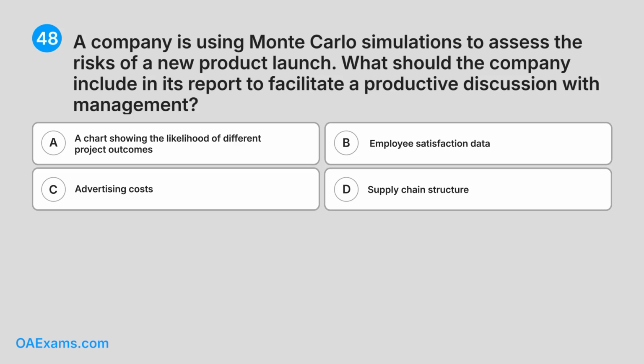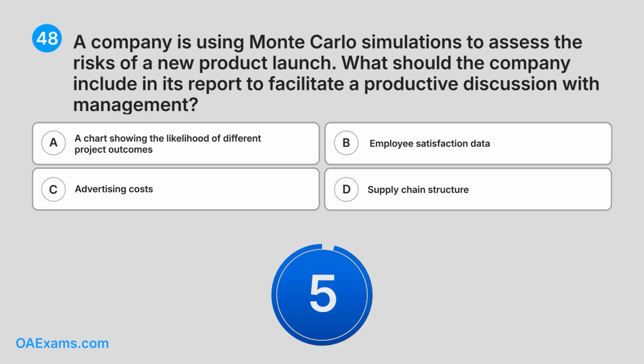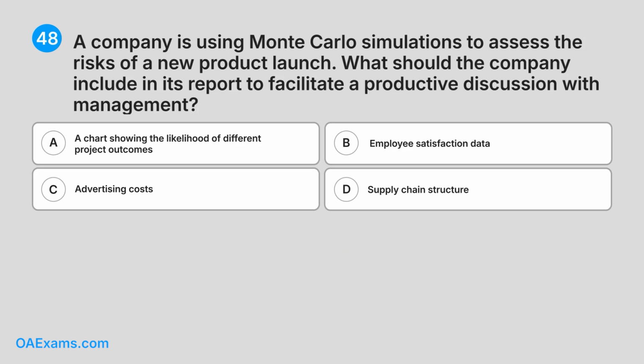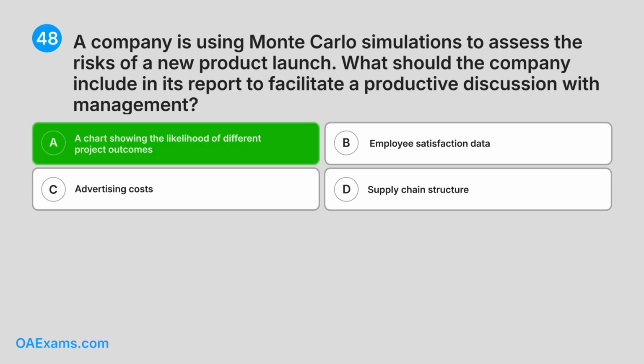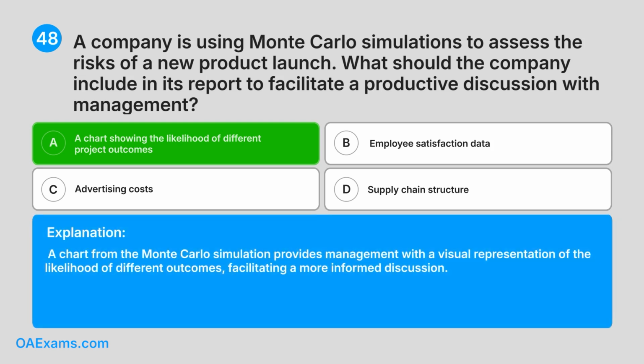What should the company include in its report to facilitate a productive discussion with management? A. A chart showing the likelihood of different project outcomes. B. Employee satisfaction data. C. Advertising costs. D. Supply chain structure. Do you know the answer? Correct answer. A. A chart showing the likelihood of different project outcomes. Explanation. A chart from the Monte Carlo simulation provides management with a visual representation of the likelihood of different outcomes, facilitating a more informed discussion.